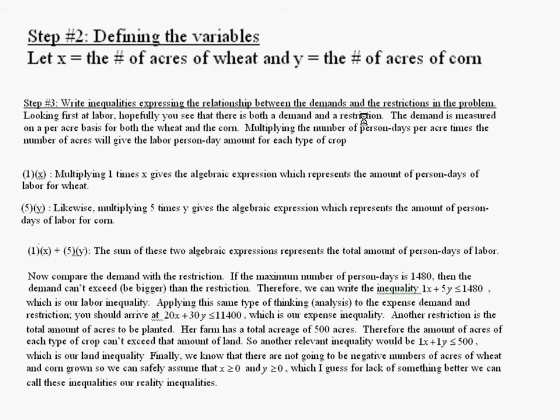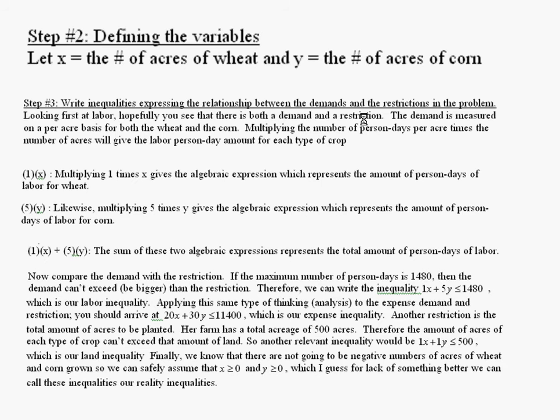Applying the same type of thinking to the expense demand and restriction, you should arrive at 20x plus 30y less than or equal to 11,400 to be our expense inequality. Another restriction is the total amount of acres to be planted. Her farm has a total acreage of 500 acres. Therefore, the amount of acres of each type of crop can't exceed that amount of land. So another relevant inequality would be 1x plus 1y less than or equal to 500, which is our land inequality.